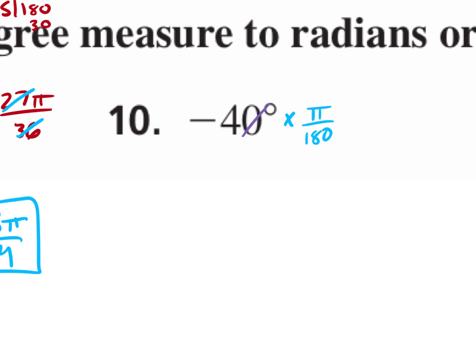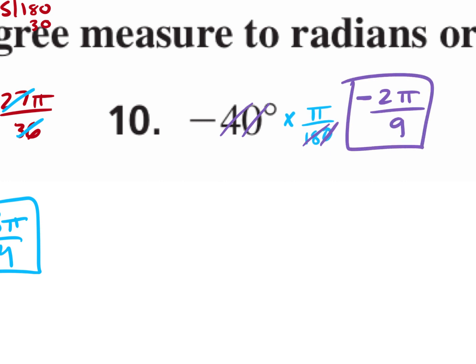So I can cross off the zeros. What goes into both 4 and 18? 2. So that would be 2 pi over 9. Negative 2 pi over 9. Do I need a degree symbol here? No, because we're talking about radians.